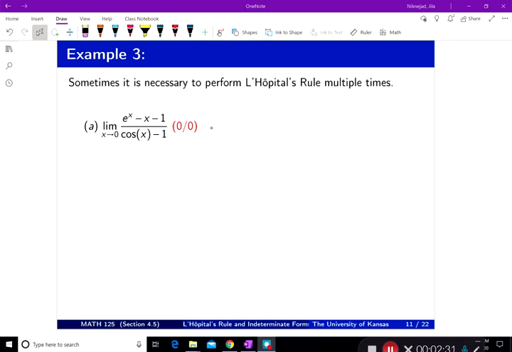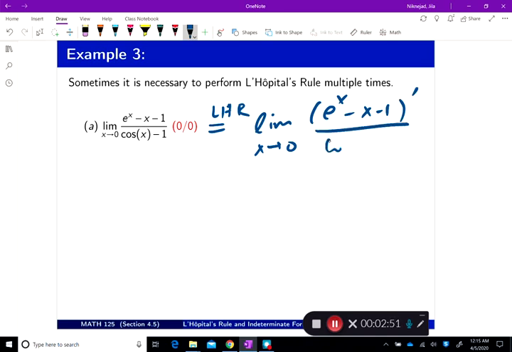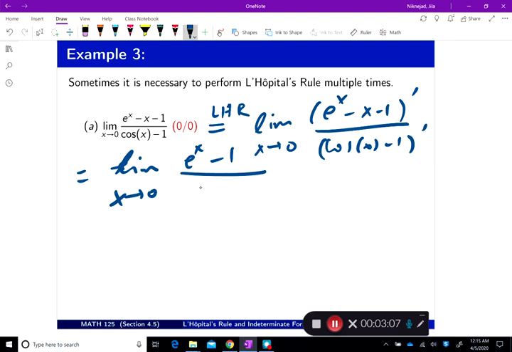And so let's try to do L'Hopital's rule. According to L'Hopital's rule, this is going to be the limit as x approaches 0, and then the derivative of the entire numerator over the derivative of the entire denominator. Don't forget the limit, otherwise it's not going to be the same thing. So e to the power x minus 1 over negative sine of x.